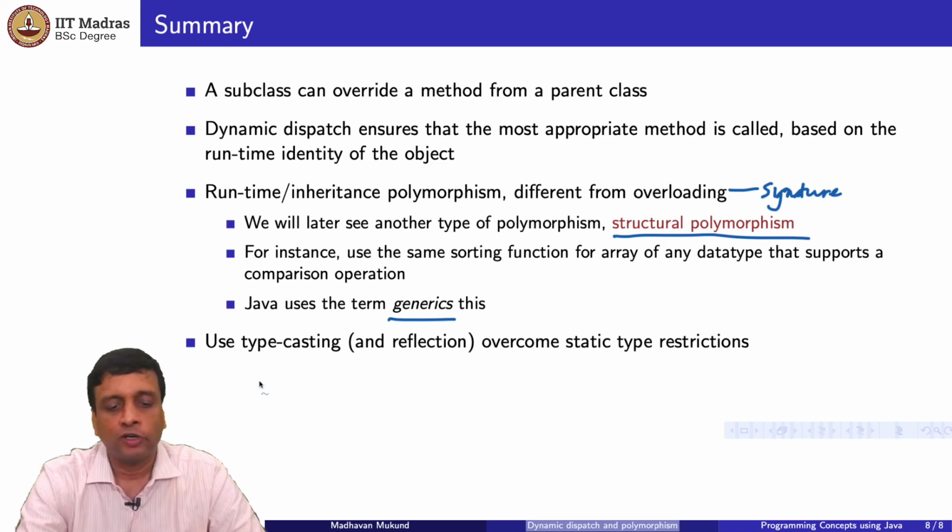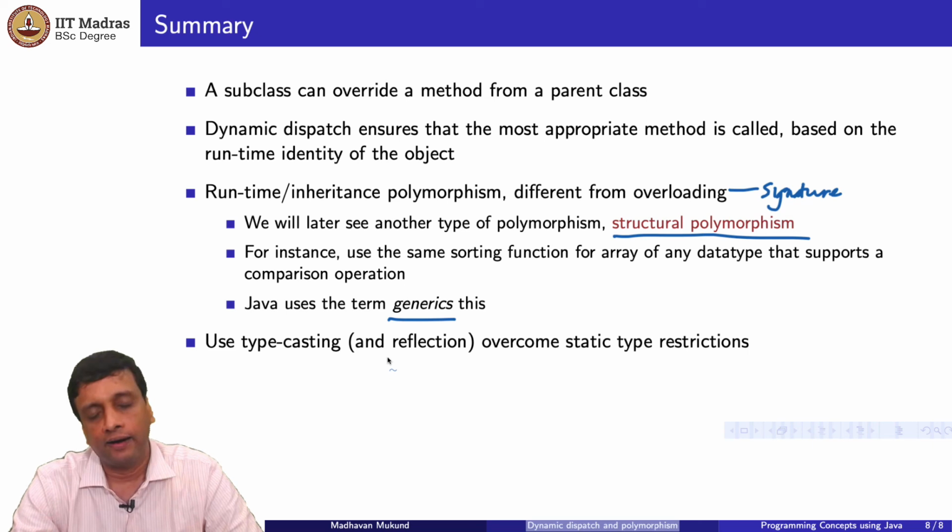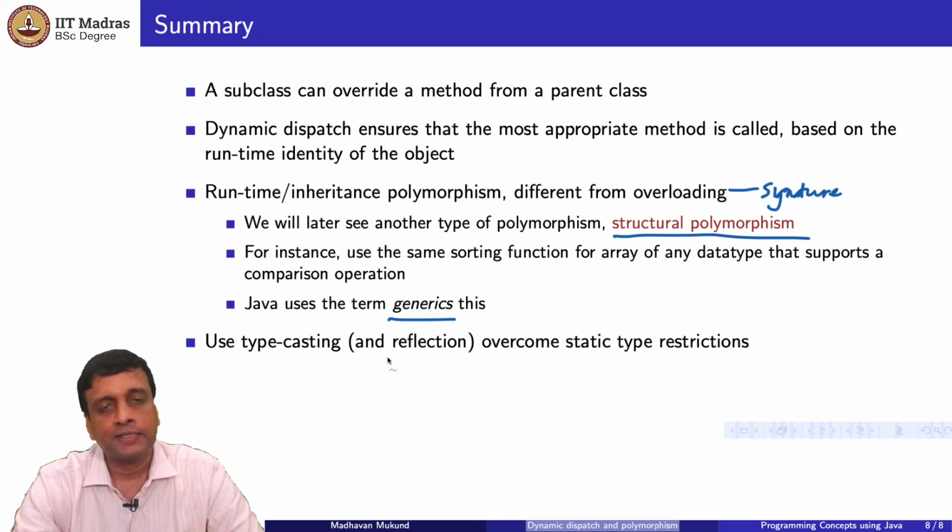Right? And the last thing we saw is that you can use typecasting and some introspection. You can look at the type to determine whether typecasting will work or not, and use this to overcome some static type restrictions. So for instance, if you want to set an instance variable of a more specific type from a less specific variable name, you can do that by using casting.